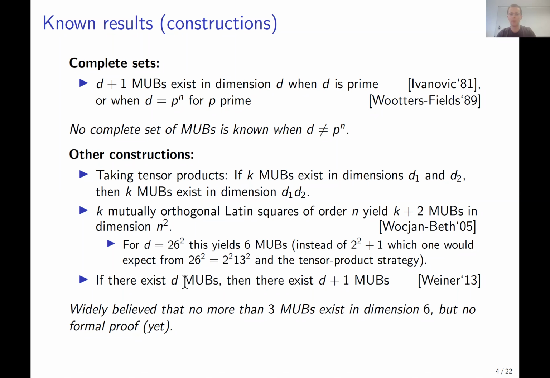But these somehow all seem to get stuck at 3 MUBs. There are also quite a few results that say for this specific family of 3 MUBs, you cannot extend it to a set of 4 MUBs, but they're not completely general. So there's no proof that you cannot find 4 MUBs in dimension 6.